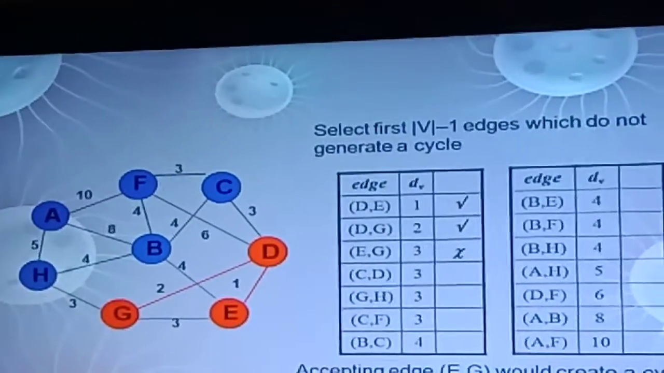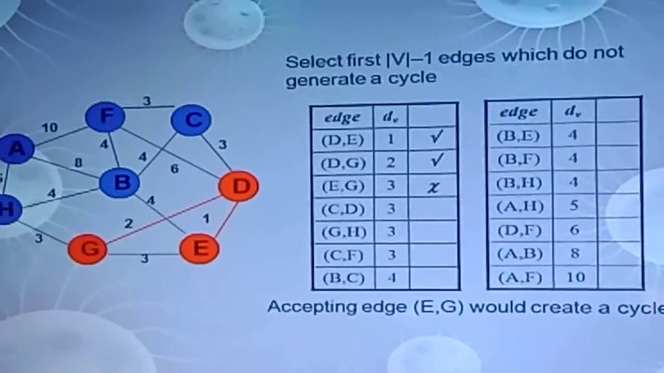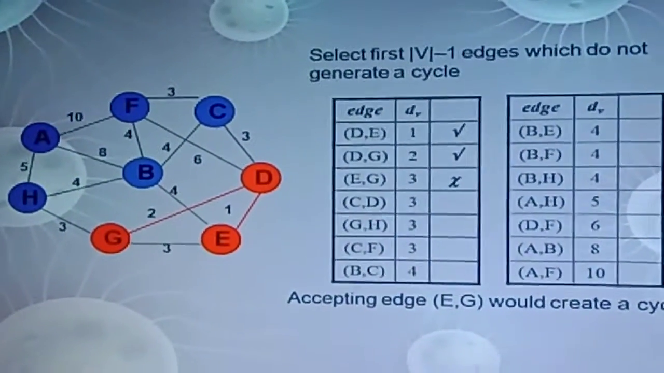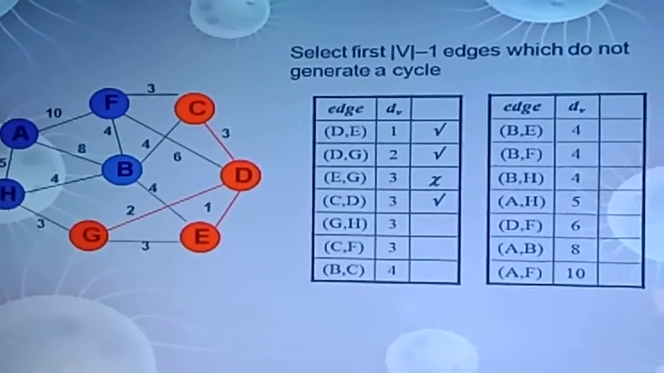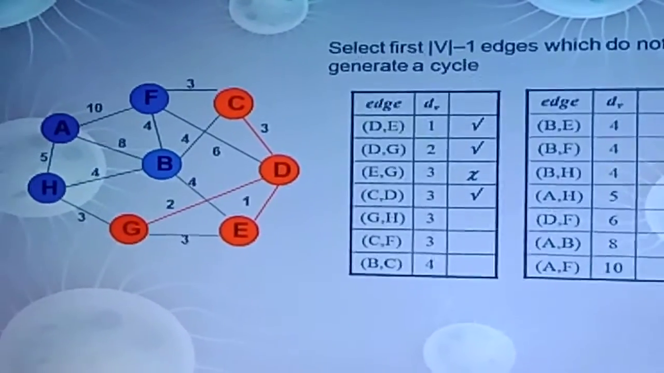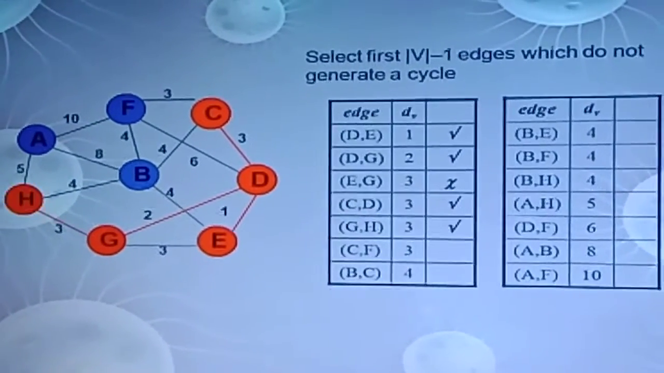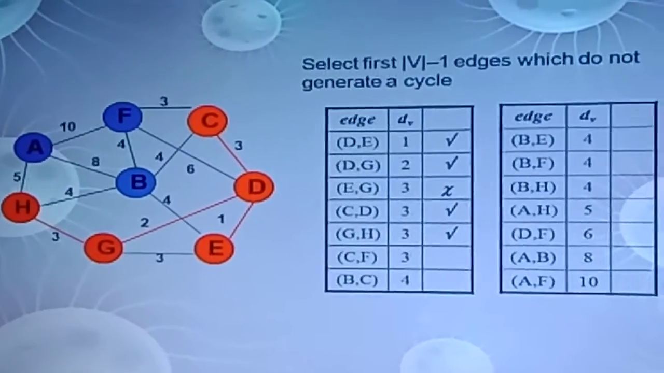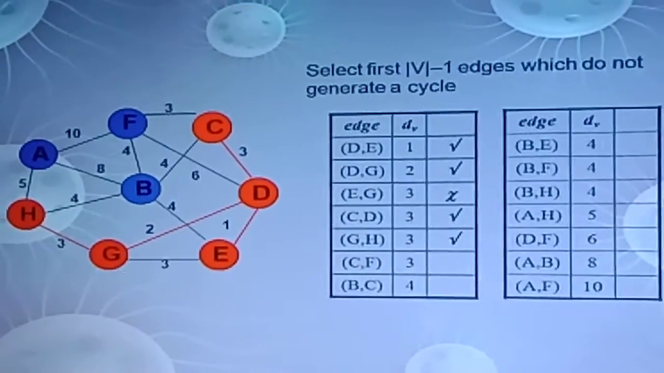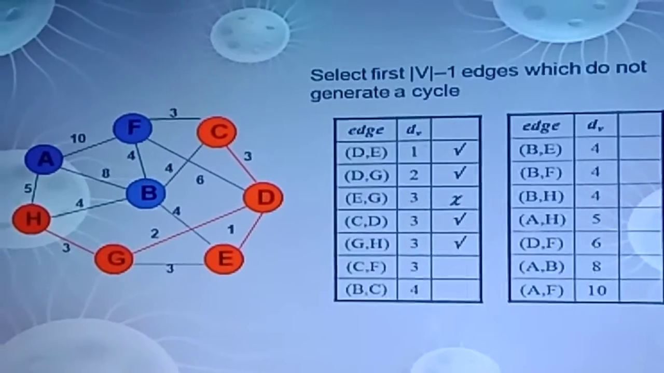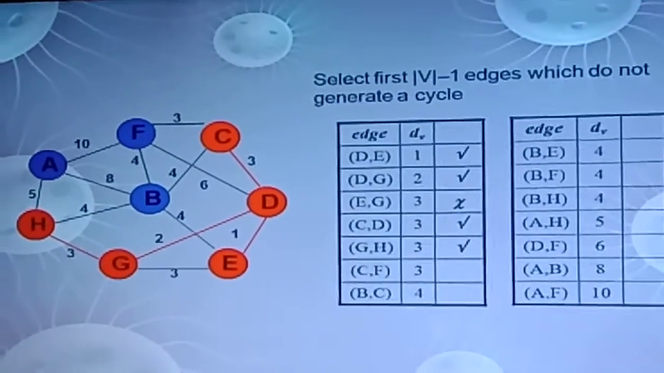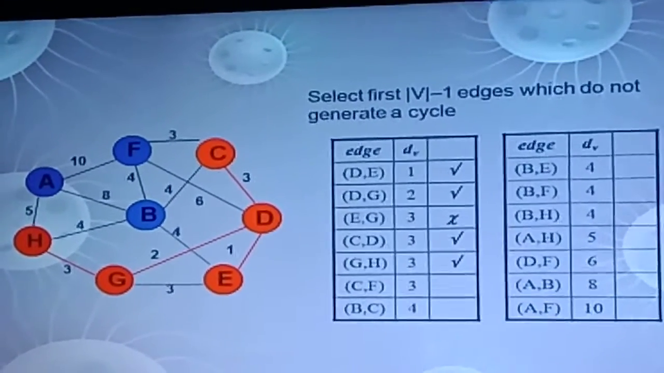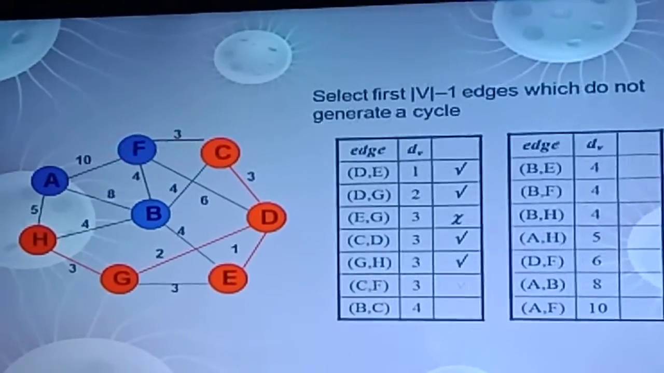Both are undirected, which means both are the same, either C to D or D to C. So which is 3, and you can select C. And next G to H, which is also not forming a cycle, then select H. And next C to F, less cost. If C to F is not forming a cycle, then select C to F.